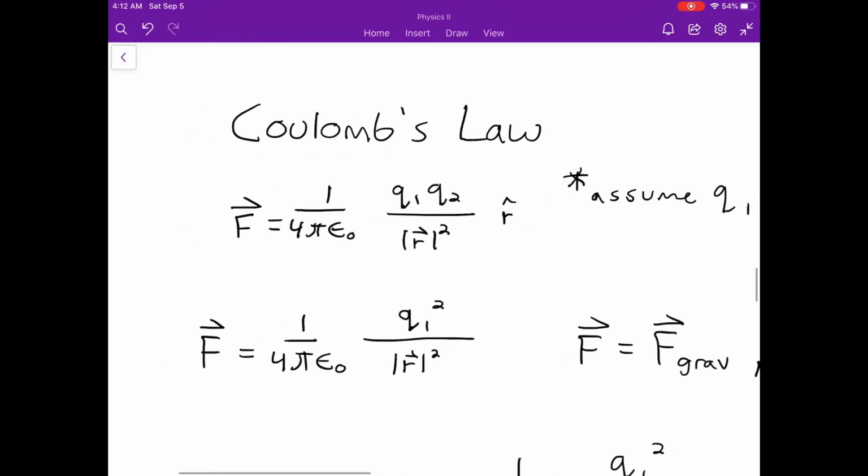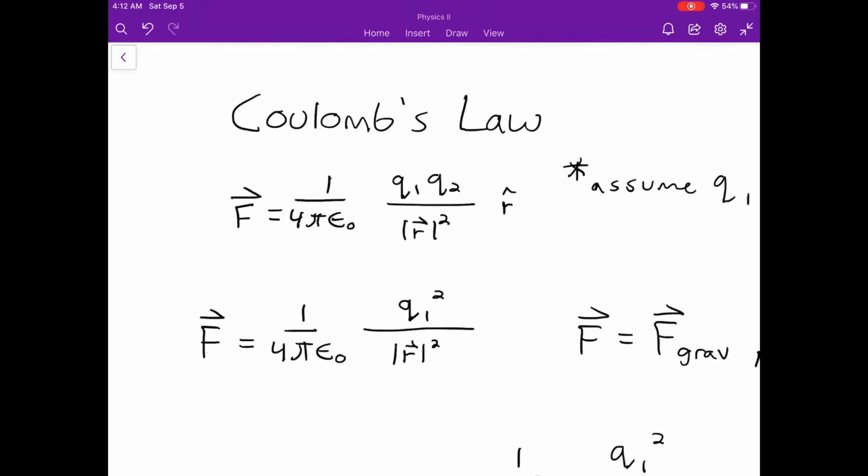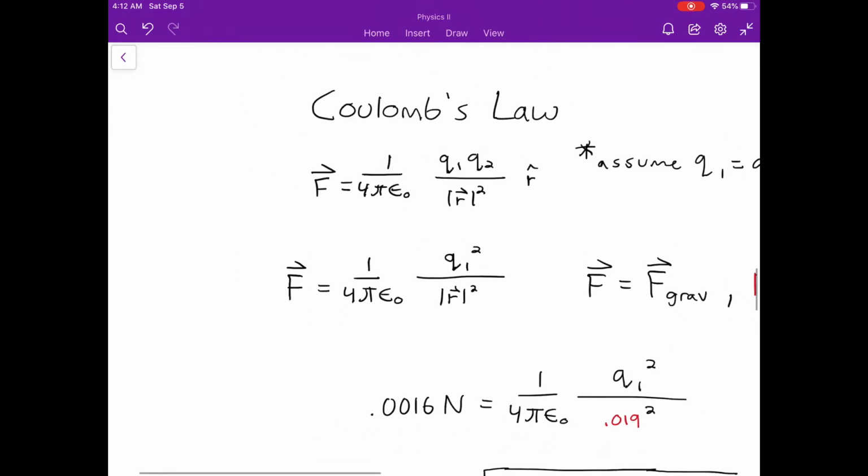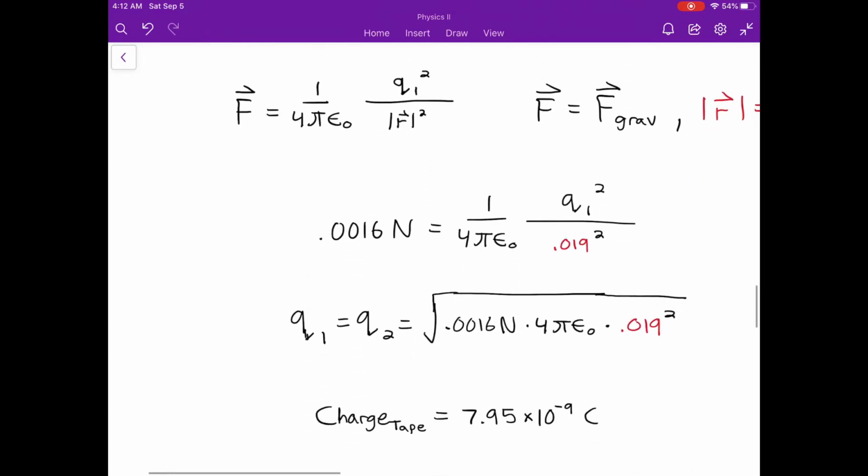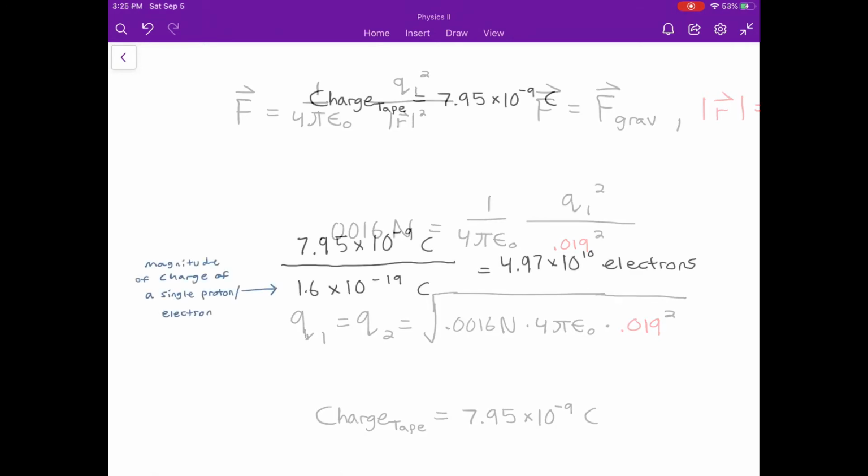Using this simplified form of Coulomb's law, and recalling that the electrical force must equal the gravitational force and the recorded magnitude of r, we can solve this equation for the charge of the tape pieces and get a value of 7.95 times 10 to the negative 9 coulombs.